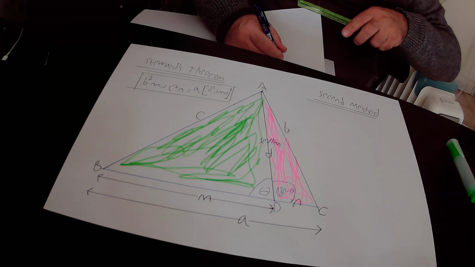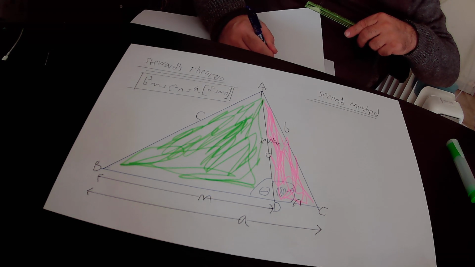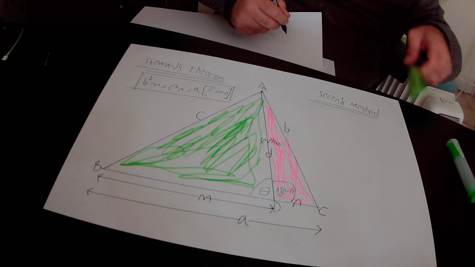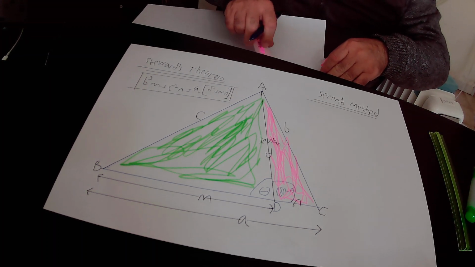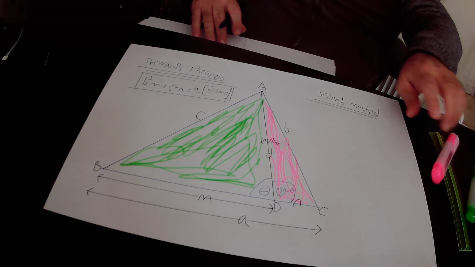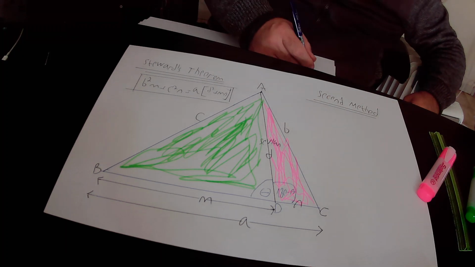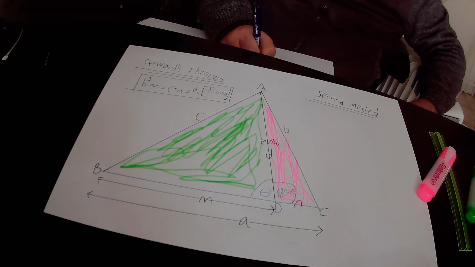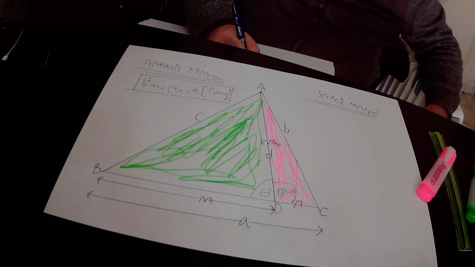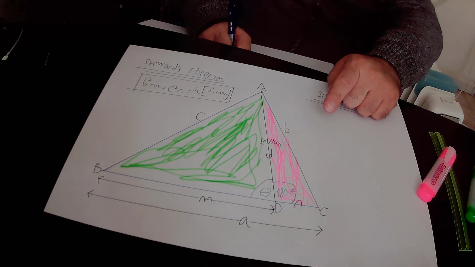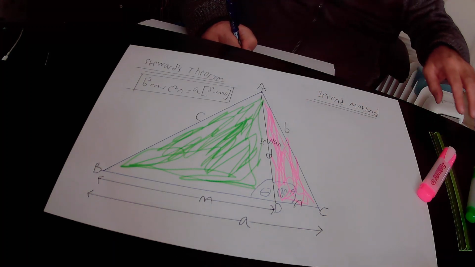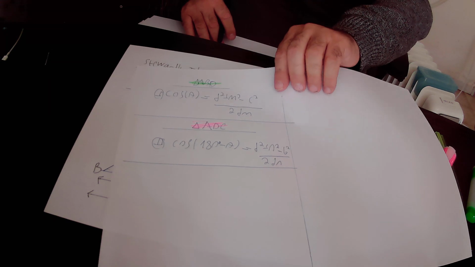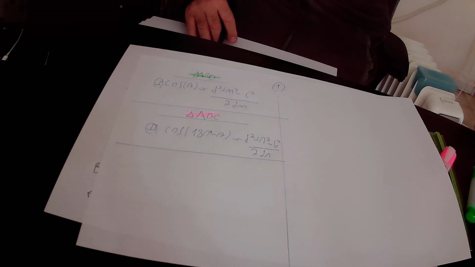In the next step, we'll implement the law of cosines in the pink triangle ADC. So, according to the law of cosines in the pink triangle ADC, we'll get that cosine 180 degrees minus theta equals d square plus n square minus b square over 2 times d times n. Here, equation number 2 is the implementation of the law of cosines in the pink triangle ADC.